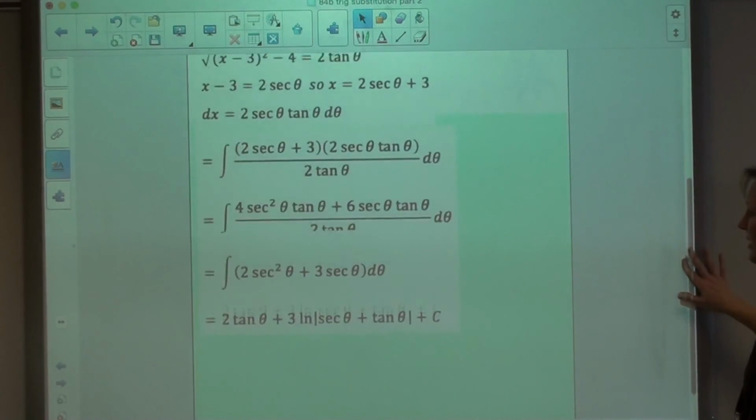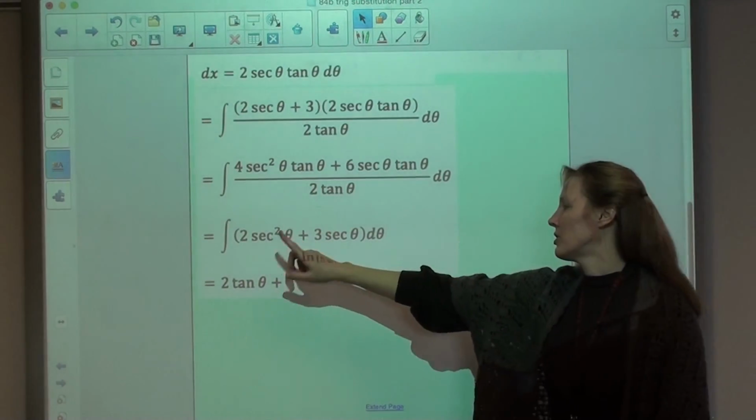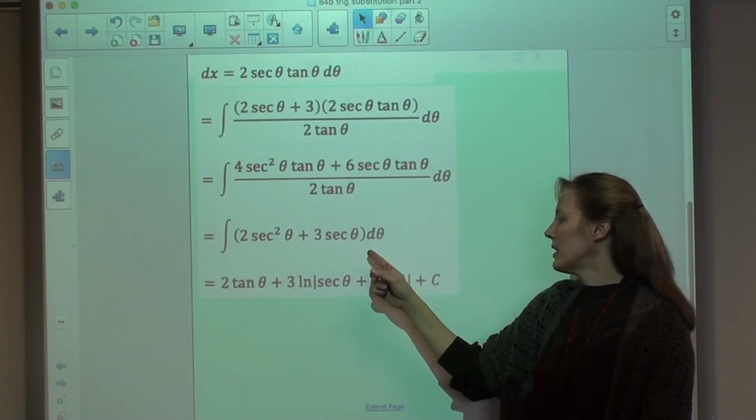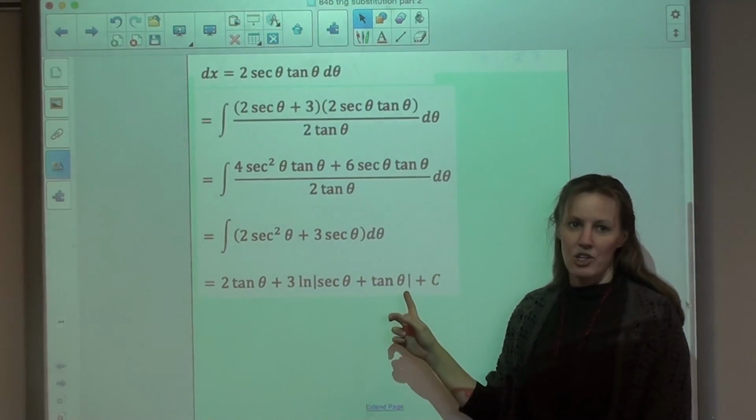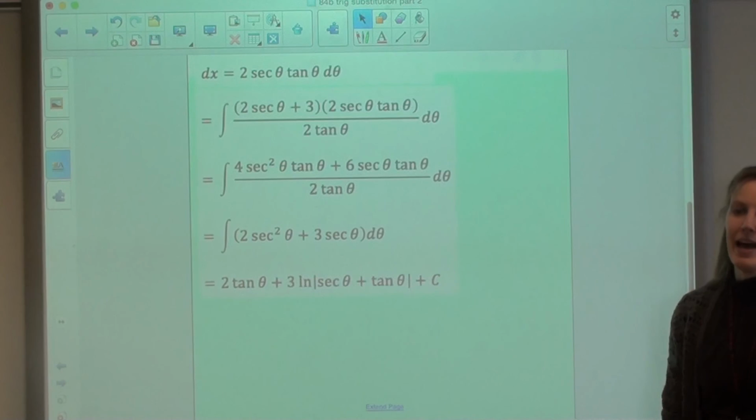And of course, the antiderivative of 2 secant squared is 2 tan. And the antiderivative of 3 secant is 3 natural log secant plus tangent. Can you leave your answer like that? No, you have to convert back to x's, right?